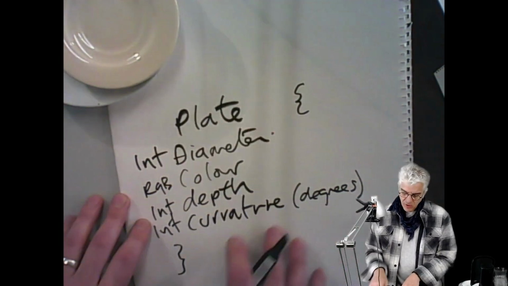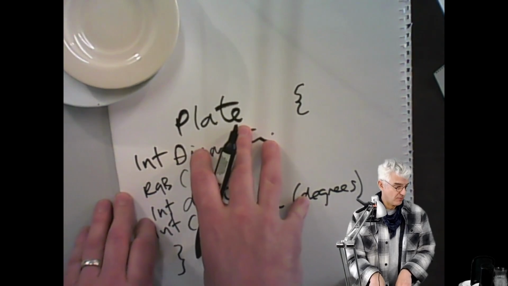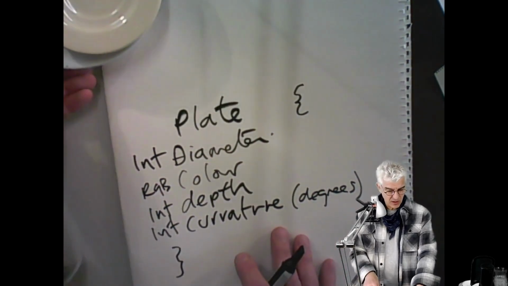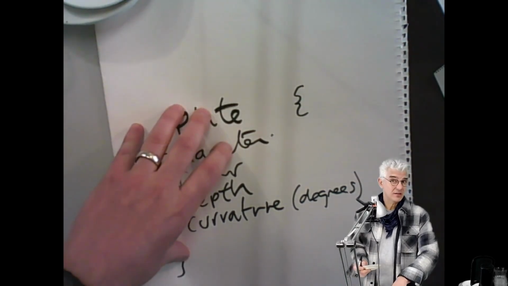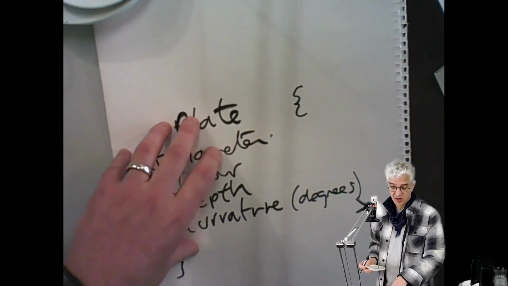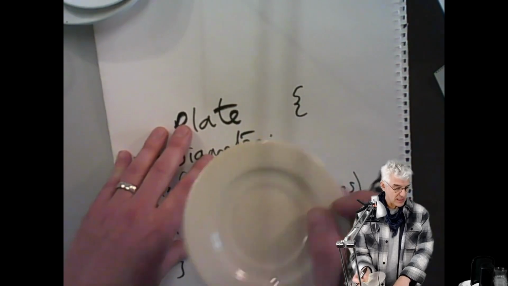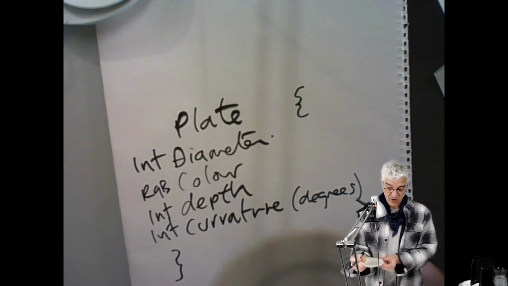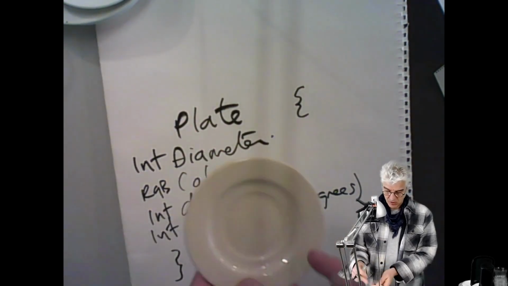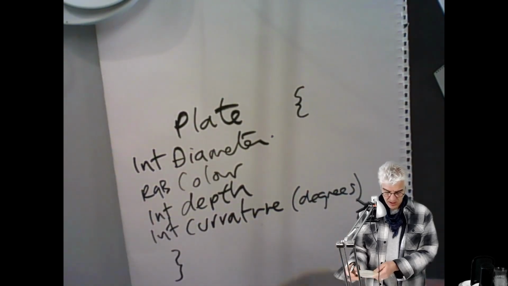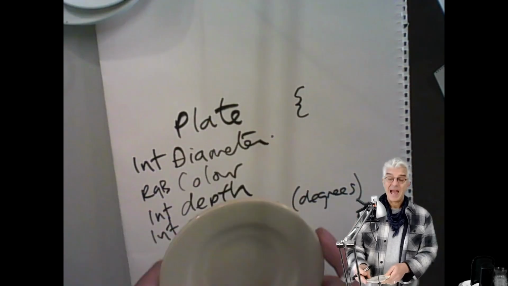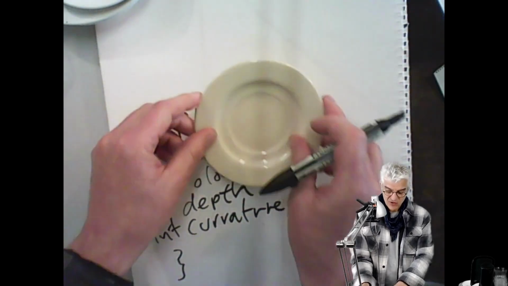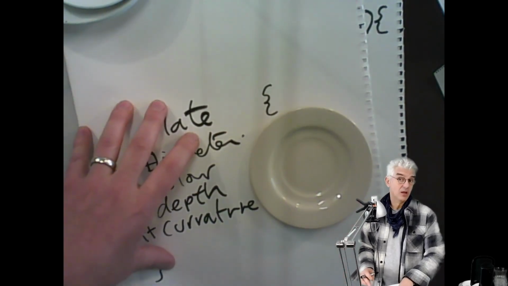But if I describe this as a class of objects, a type of objects, I could say to the program, take this design or this little factory and make me a specific plate with this diameter, this particular odd 1970s color, a particular depth to it, and a curvature at the edge, and give it a name, and that would be a specific instance of this class of plate.